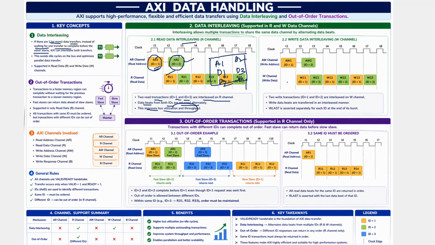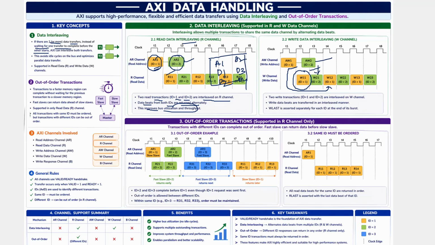So for write interleaving, you have AW1 and AW2. Based on the address channels ID1 and ID2, I am sending the data, W11, the first data of ID1. Similarly ID1 has three data beats. The first data is completed, the second is not completed, and then ID2 happens. That means I am maintaining both in parallel, balancing both persons.